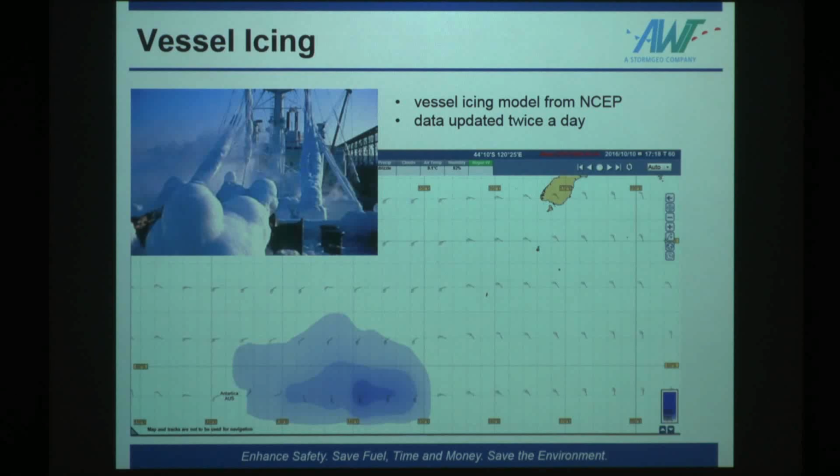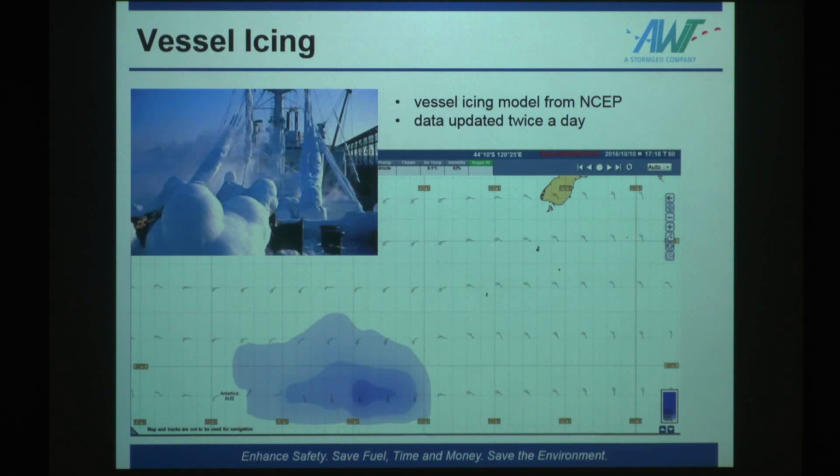Ships that are sailing in the polar areas, very cold, often need to worry about something that's called vessel icing, meaning the rate at which ice accumulates on the exterior of the ship. And here is an example, a pretty extreme example. So obviously ships want to avoid this. It's not an ideal situation.